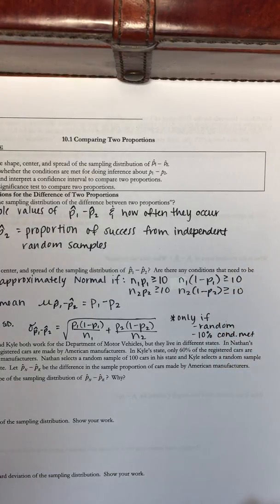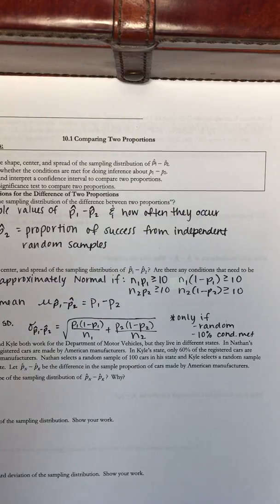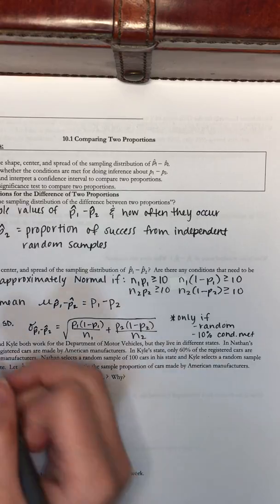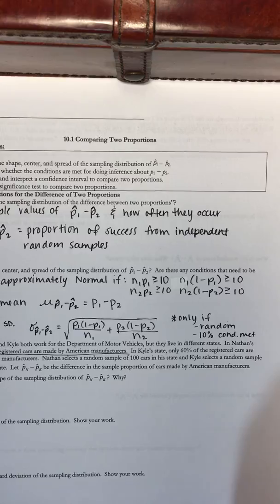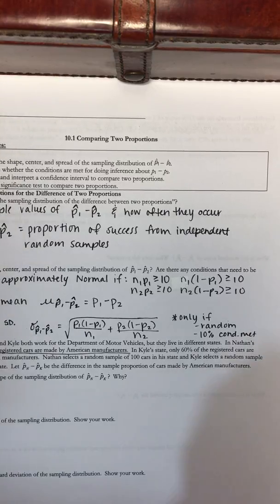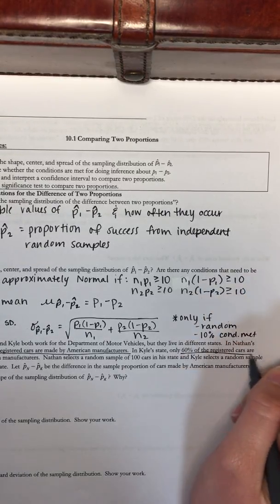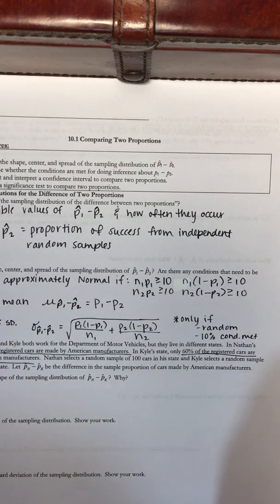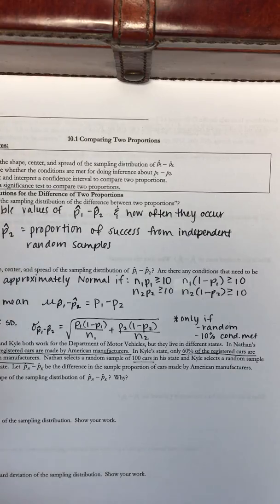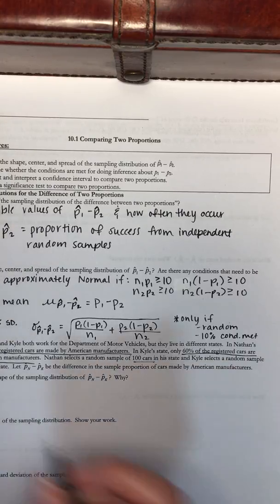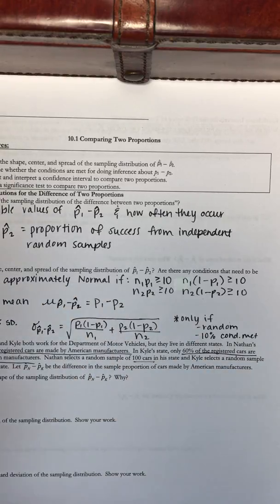Okay. All right. So an example. Nathan and Kyle both work for the Department of Motor Vehicles, but they live in different states. Super interesting. In Nathan's state, 80% of the registered cars are made by American manufacturers. It's probably going to be a p of sorts. In Kyle's state, only 60% of the registered cars are made by American manufacturers. Nathan selects a random sample of 100 cars. That sounds like an n. And Kyle selects a random sample of 70 cars. That's probably the other n, huh?